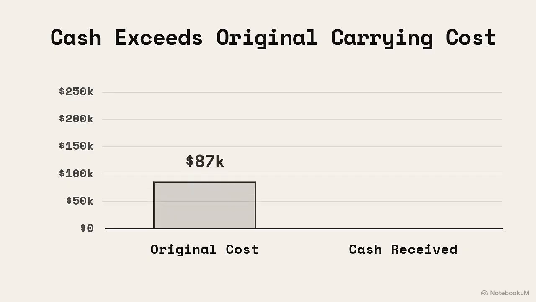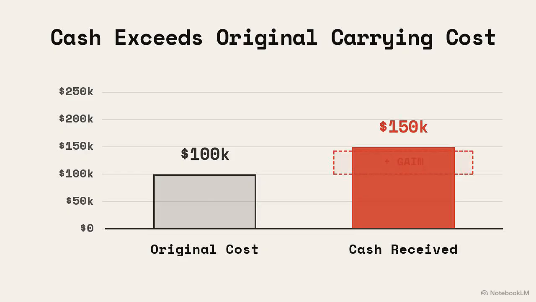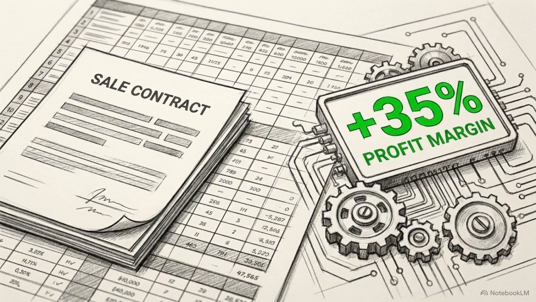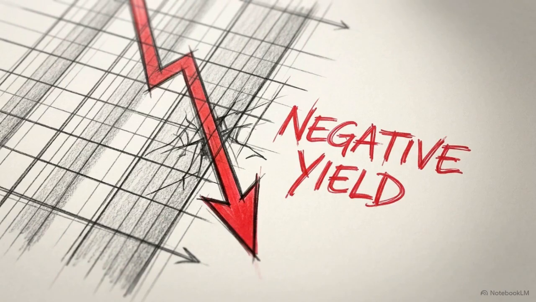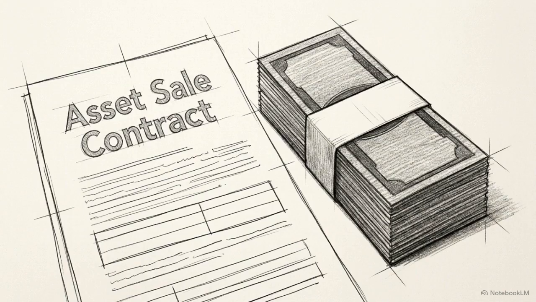If the cash received is higher than the original carrying cost, the positive difference is credited to a recognized gain on disposal account. If the cash received is lower than the carrying cost, the negative difference is debited to a loss on disposal account. Disposal finalizes the asset's overall profitability. It closes the accounting loop by returning the transformed capital back into raw cash, ready to be deployed again.